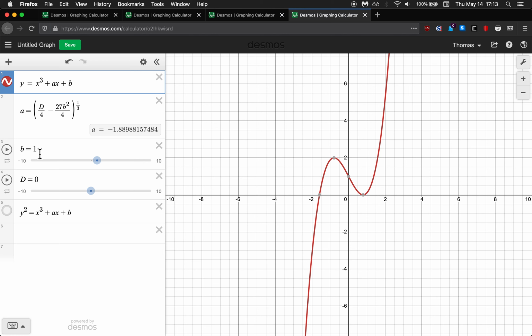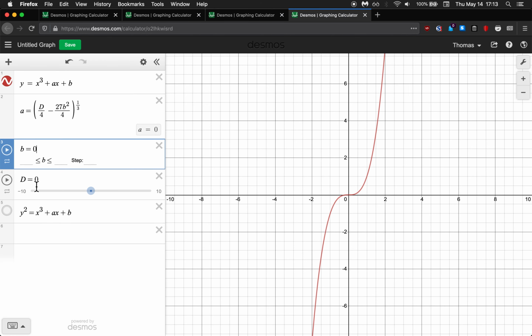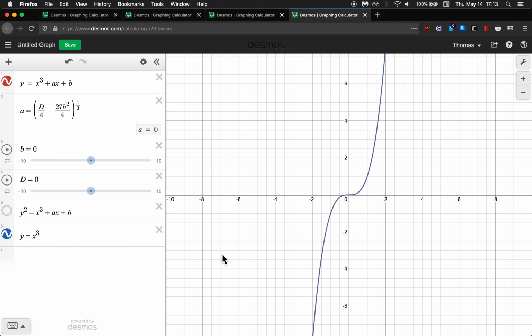In fact, let me stack the deck a little bit. If b is 0 and D is 0, then a is also 0. So this formula, y equals x cubed plus 0x plus 0, is just the same as y equals x cubed in blue. They are exactly the same formula. And this is a triple root, right? So I've only got the one solution for x cubed equals 0. x has to be 0. But it's a repeated root because I can factor this as x times x times x.